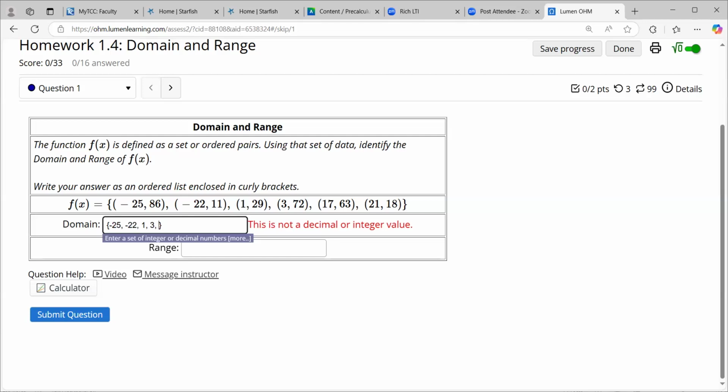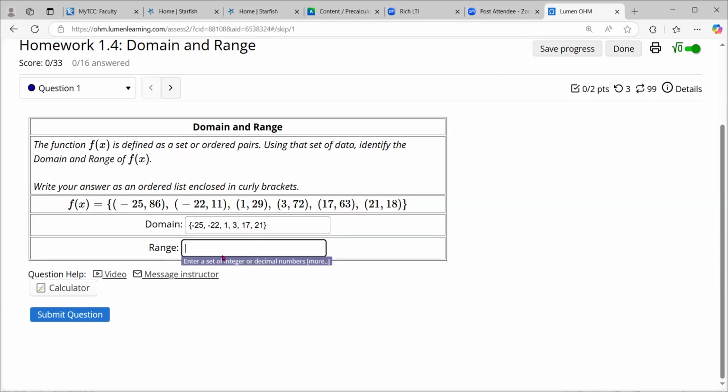3, and then next one is 17 and 21. Did I miss anything? 1, 2, 3, 4, 5, 6. 6 ordered number pairs. So we should have 6 numbers in the domain because they are all different. Okay, that is the domain.